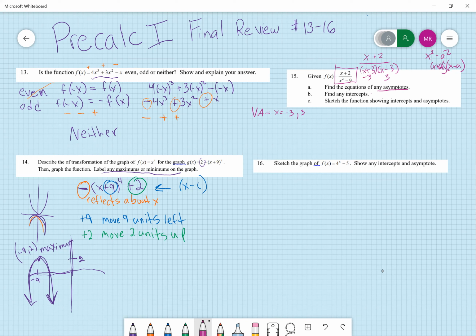Let's do y first. When our graph hits the y-axis, our x is going to be equal to 0. So we put in 0 for our x's, and that gives us (0 plus 2) over (0 squared minus 9). And hey, look at that. That makes it nice and easy for us. That gives us our y-intercept at (0, -2/9).